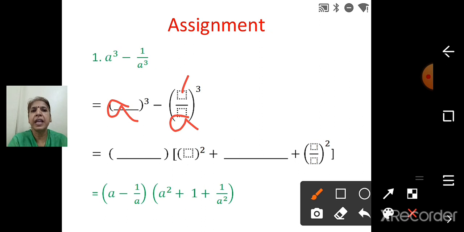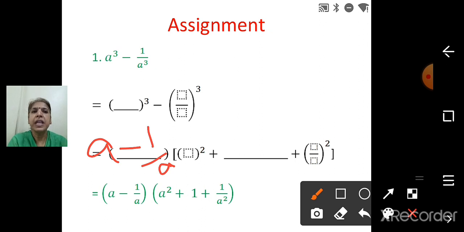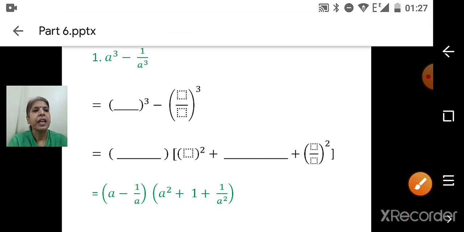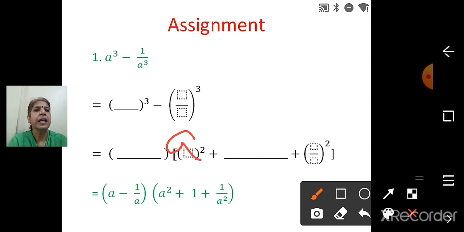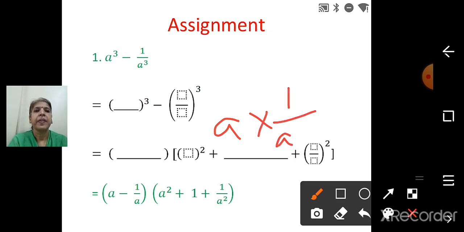Our first term is a, our second term is 1 upon a. So our first bracket will be, what is the first bracket? a minus b. So in this place it will come a minus 1 upon a, right? And then the next factor, it is multiplied by, first term is a square. So here it will come a square, right? Plus ab, that is a multiplied with 1 upon a, plus 1 upon a the whole square.